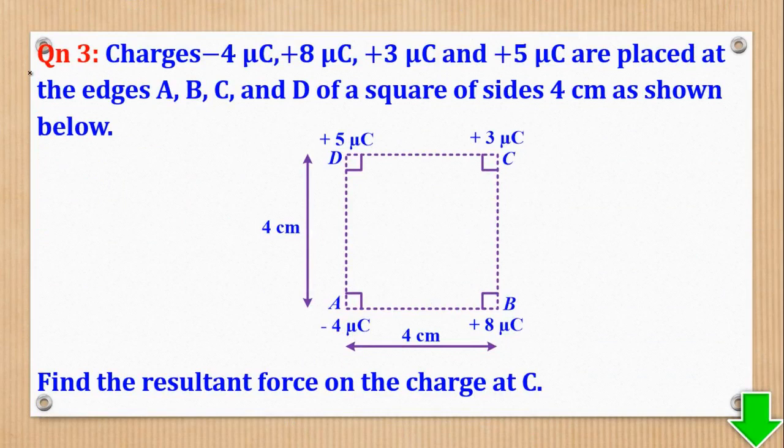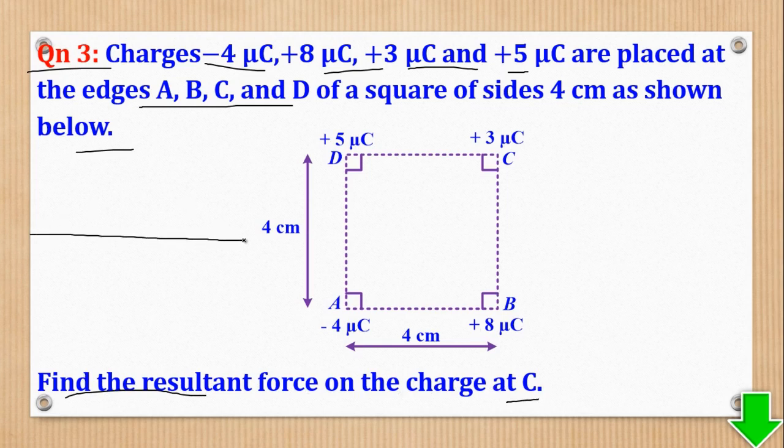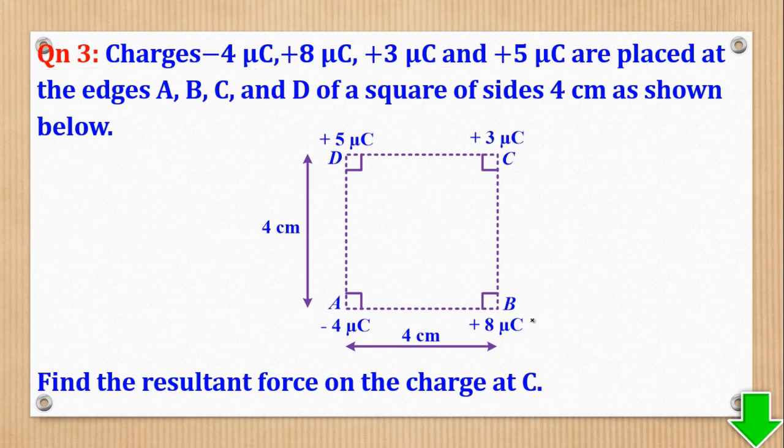Then now we shall go to question 3, which says that the charges this, and this, and that are placed at the edges of ABCD of a square as shown below. Find the resultant force on charge at C. So we have been dealing with the charges put in a straight line, but now this time the charges are put in a square. So how do we deal with such?